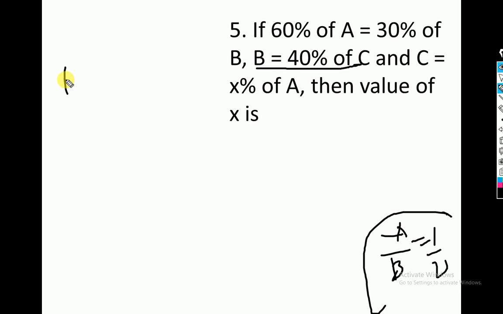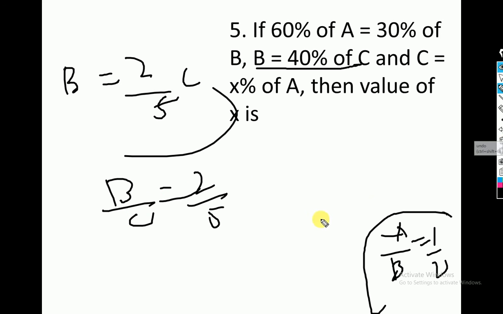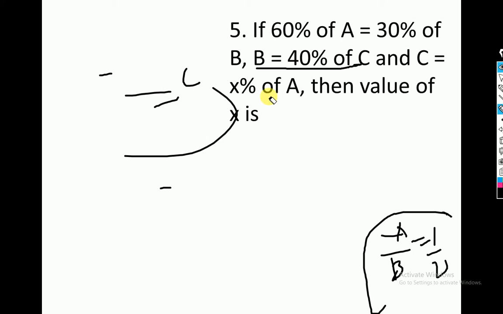Now the second one says B equals 40% of C. B equals 2/5 of C. So the C comes over here. It's B by C equals 2 by 5. Now generally in these connecting statements, B by C is 2 by 5.